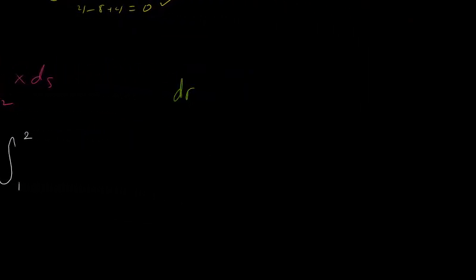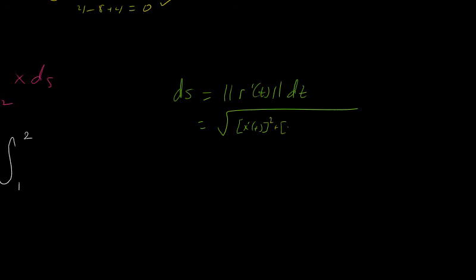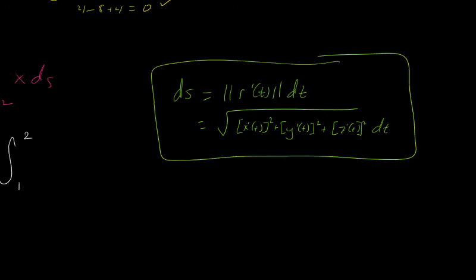Just something to keep in mind: ds is equal to the magnitude of r prime of t dt. So that's equal to the square root of x prime of t squared plus y prime of t squared, and if there's a z component, z prime of t squared, dt. Keep this in your wheelhouse. You're going to need that.